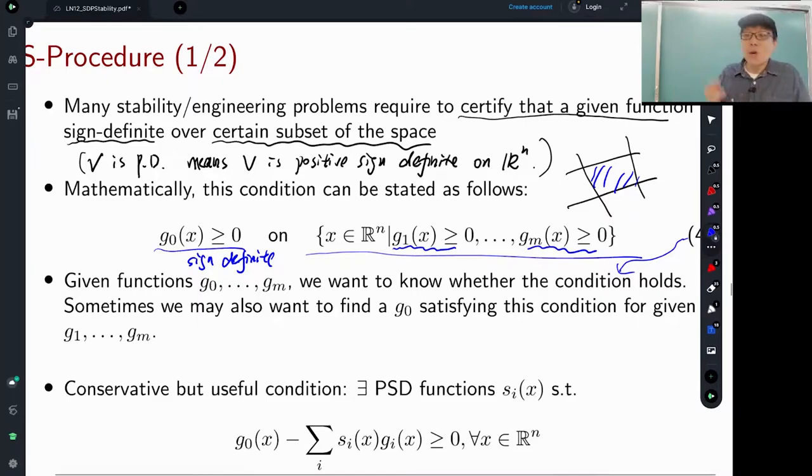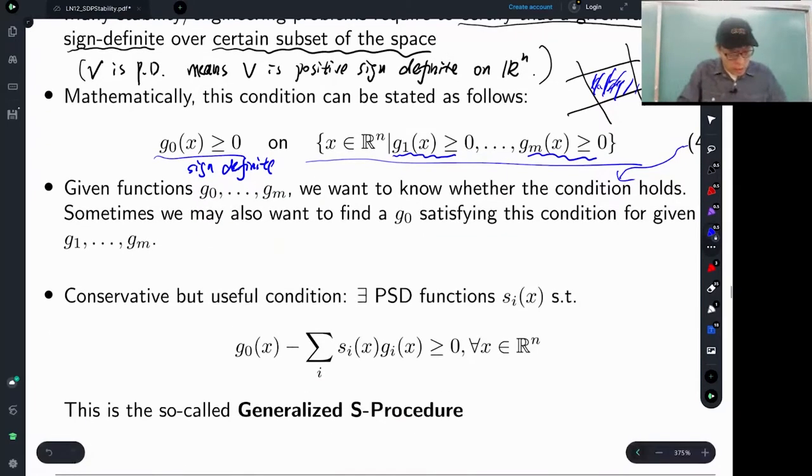Let me repeat that again. Whenever G1 up to GM are non-negative, then G0 is non-negative. If you divide the space into certain regions, and in a particular domain or subset of the space these M functions are non-negative, then I can conclude G0 is also non-negative. That's basically what we are looking for.